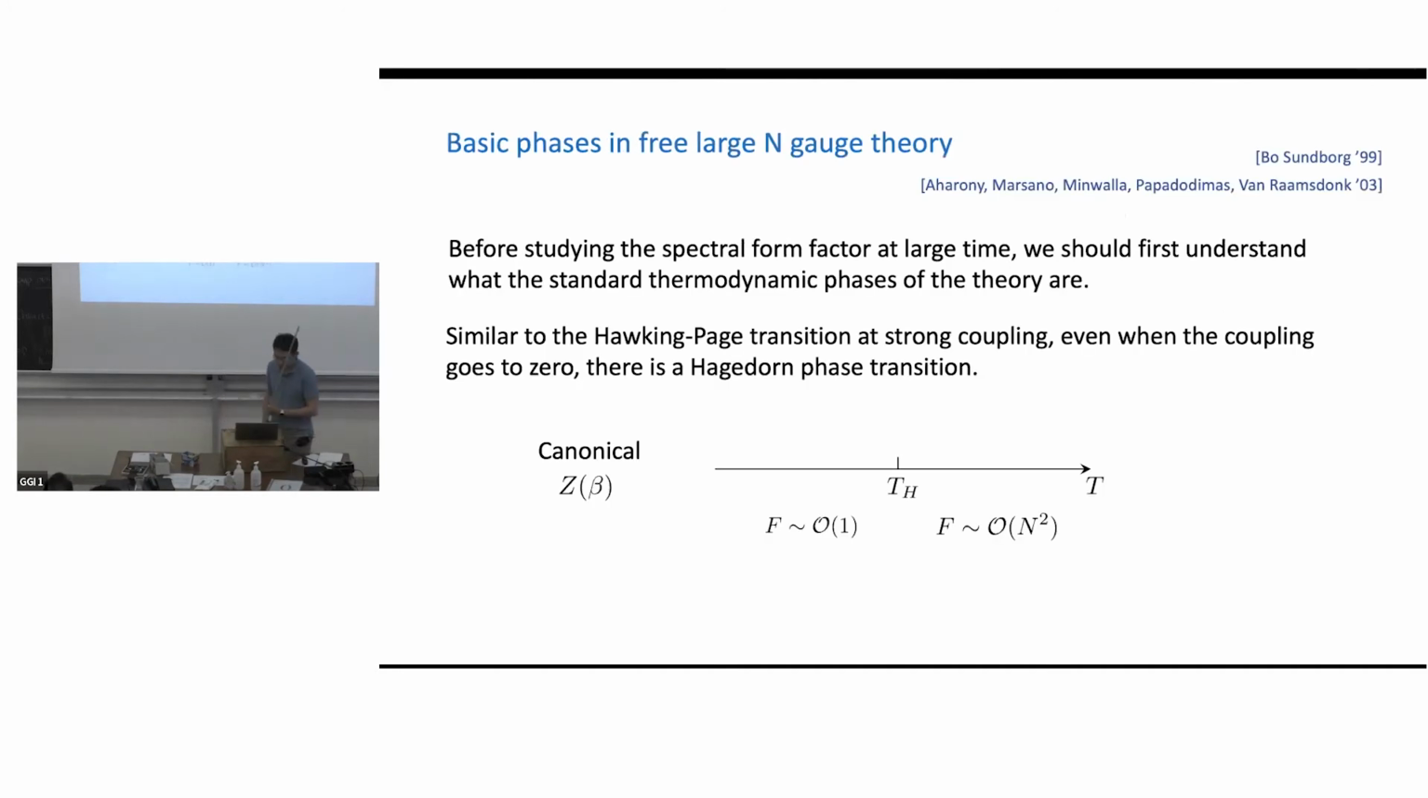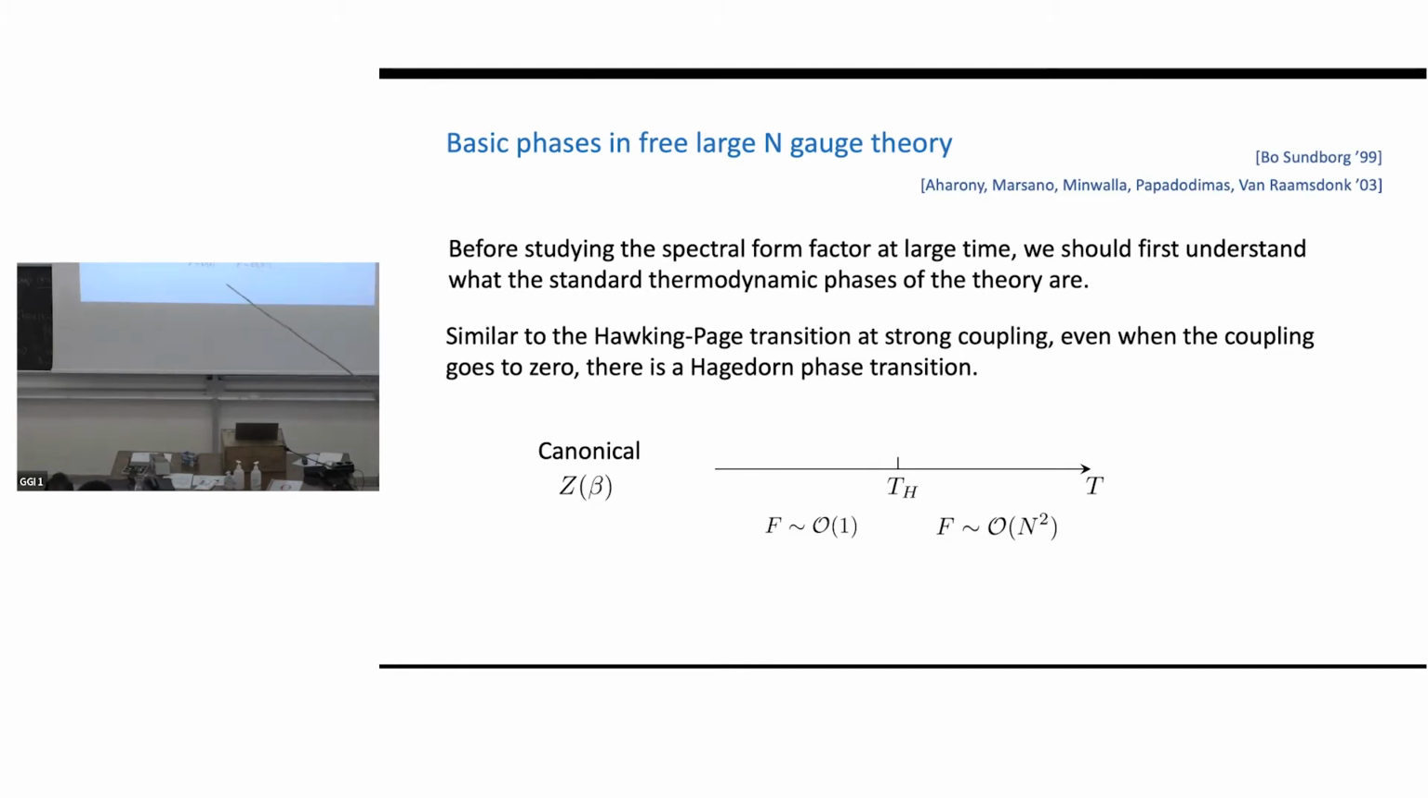Now, okay, so now let me start to discuss the spectral form factor in free gauge theory. Before we really talk about the spectral form factor at large time, we should first try to understand what the standard thermodynamic phases of the theory are, or in other words, we should first understand what the spectral form factor is at t equals 0. Similar to the Hawking-Page transition that I mentioned earlier, which is a phenomenon at strong coupling, even when the coupling goes to 0, or in the free limit, there is also a Hagedorn phase transition. So this was pointed out, for example, in these papers.